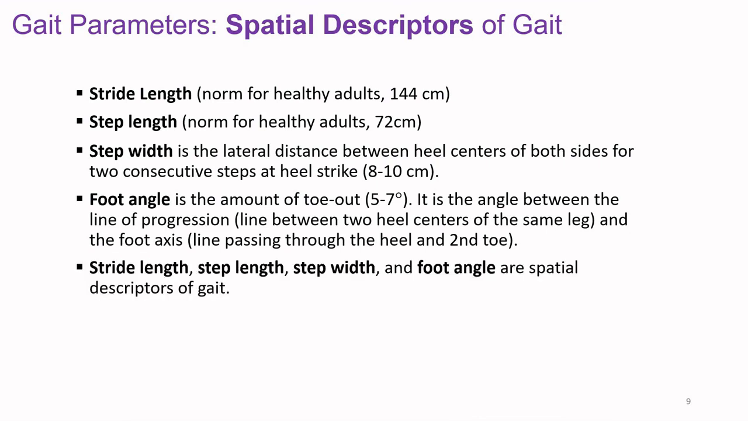Stride length, step width, and foot angle are all measures of either lengths or angles, and as such they're classified as spatial descriptors of gait. Some of the basic temporal descriptors of gait, together with their approximate normal values, are as follows.